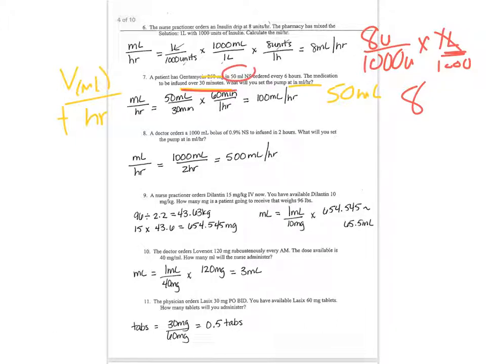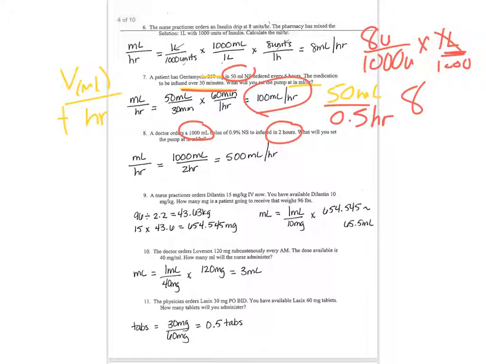So again, 30 minutes is half an hour. So if you just took 50 milliliters divided by 0.5 hours, you would get 100 milliliters per hour. So we looked at that in class. That was the way that we looked at those types of problems. And then same thing, milliliters per hour on the next one. 1,000 divided by 2 is how we would get milliliters per hour on that one.